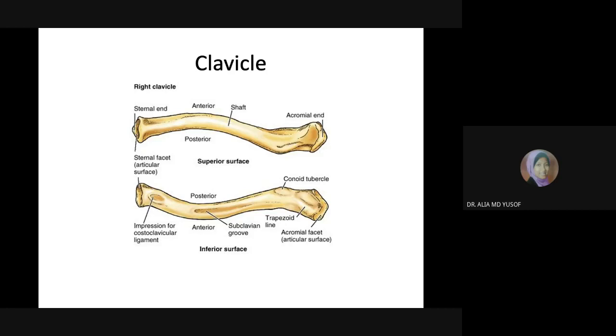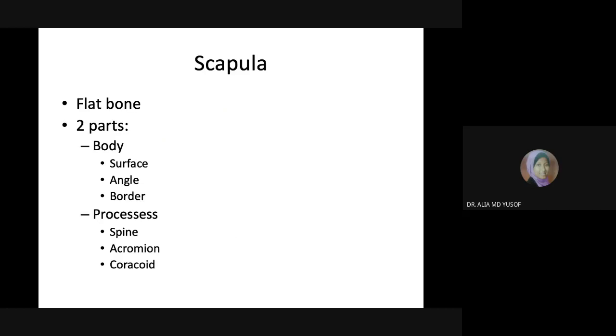Apa lagi? The anterior surface is smooth, posterior surface banyak impression. Okay. Impression ni jangan hafal lagi sebab nanti you jadi confused. Nanti masa belajar muscle baru you tahu apakah impression dia. Right? Now habis clavicle ya. Now kita nak tengok scapula.